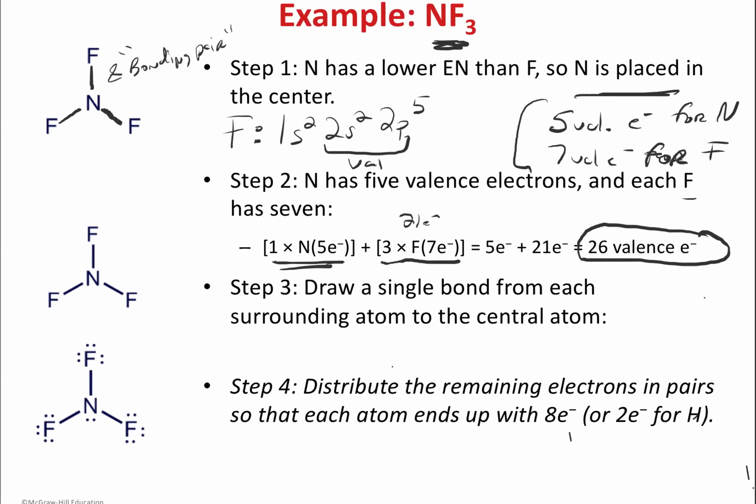I have 3 lines because I need to make 3 bonds to hold the nitrogen and the fluorines together. That's my next step. I'm drawing in single lines, single bonds from the central atom to each of the atoms on the periphery, whatever they are. Here it was fluorine. All right, now step 4 is to fill in the blanks. And what do I mean by fill in the blanks here?